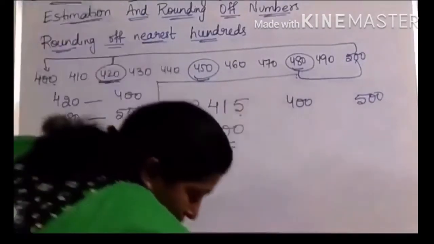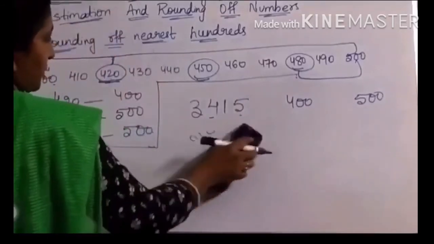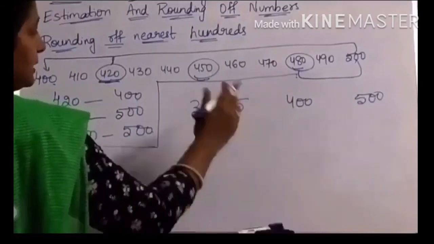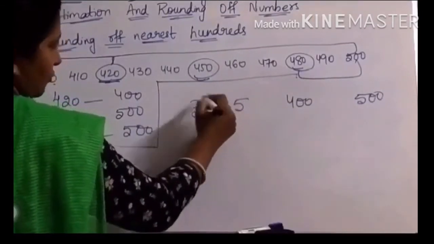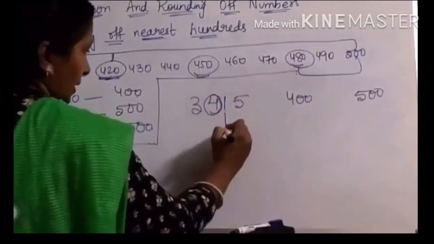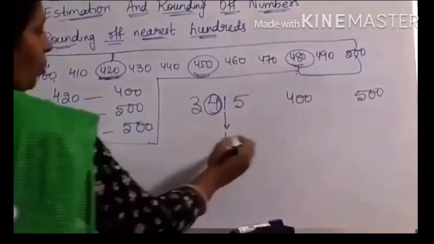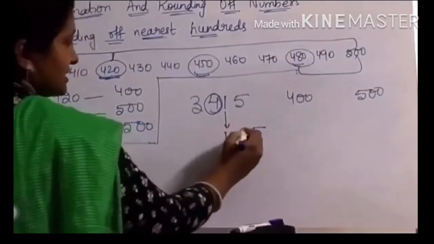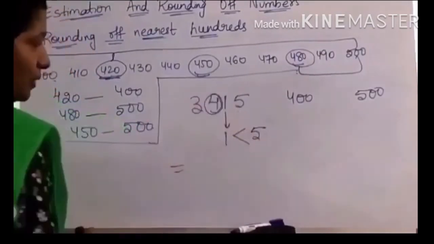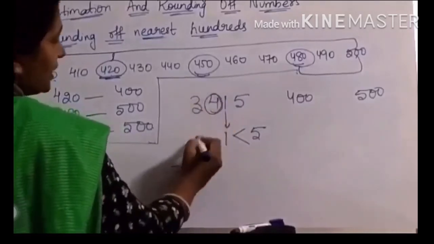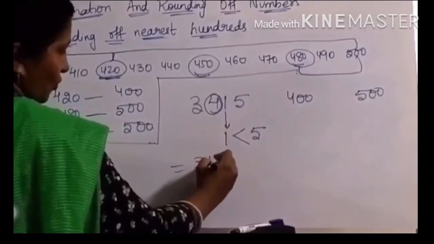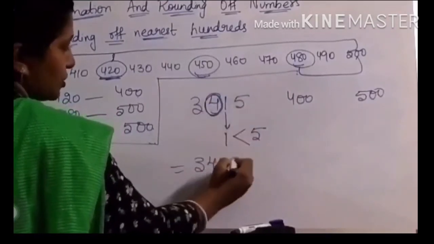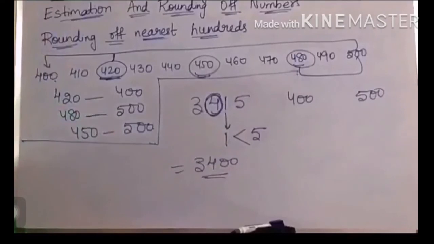But just now I explained one method. We will see in that method. Here round off nearest hundreds. So what is the hundreds place here? 4. Then compare the next number. 1. You compare 1 with 5. 1 is less than 5. If it is less than 5, no need to add any number to the round off number. So here just write 3 as it is, 4 as it is. After rounding off, how many digits are there here? 2 digits. So 3400 is the answer.